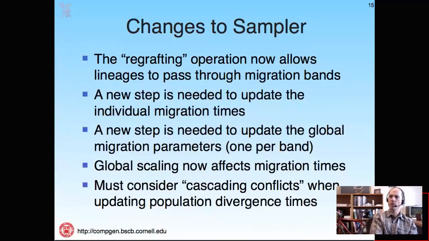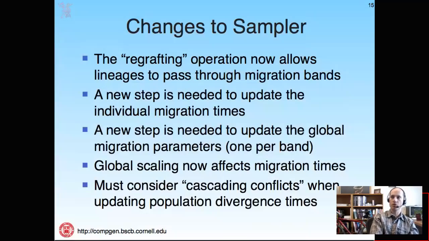When we do the regrafting step, so after a subtree pruning step, when we regraft a subtree onto the remainder of the genealogy, we allow lineages to pass through the designated migration bands. That's actually the only way in which new migration events can be introduced during the sampling. That turns out to be adequate.